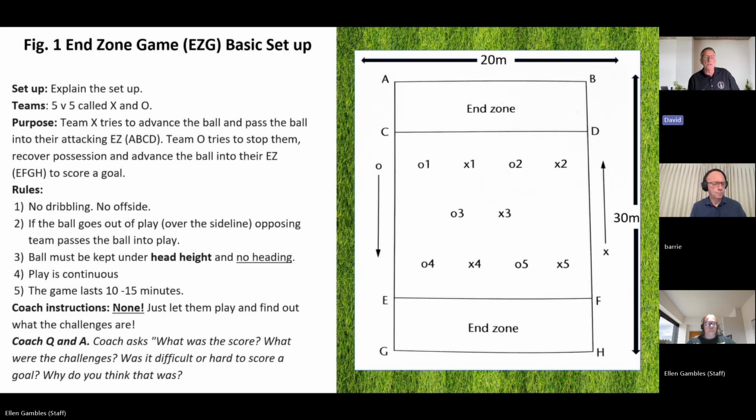Simple rules: there's no dribbling and no offside. If the ball goes out of play on the sideline, the opposing team passes the ball back into play. The ball must be kept under head height, and for safety reasons, we're not allowing any heading. Play is continuous, and it's up to the coach to decide how long. The only instruction the coach might give is, okay, guys, let's play.